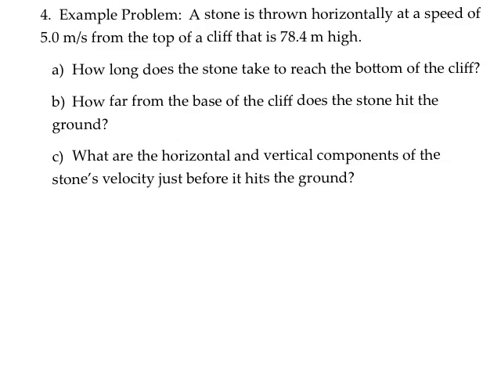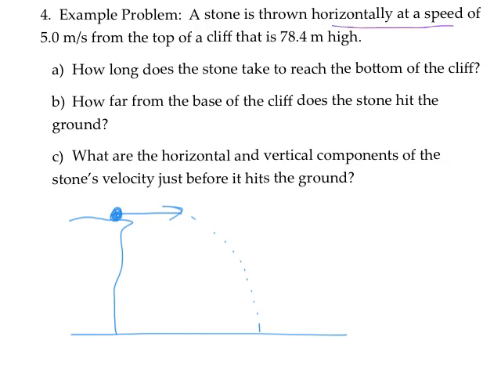I've got one example problem for us. We've got a stone thrown horizontally at a speed of 5 meters per second from the top of a cliff that's 78.4 meters high. So what you want to do is draw a picture so you can kind of visualize what's going on. So you should have something that looks like this. We're going to list everything that we know. Horizontally, there's a speed of 5 meters per second. That's going to be a Vx because we want to specify it's in the x direction. And then we know that the cliff is 78.4 meters tall, which is this height. And because it's in the vertical direction, we call it a y distance.